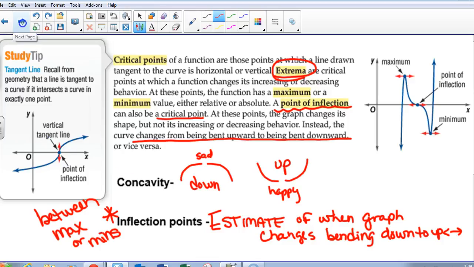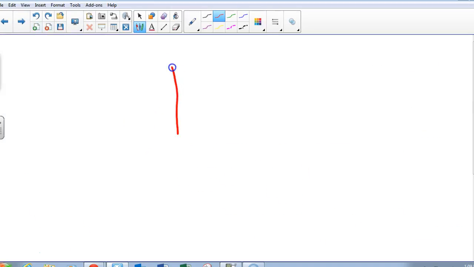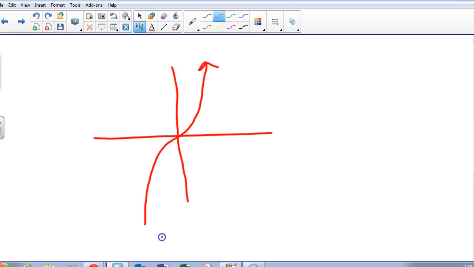All right. I did want to show you a quick graph. If I have a plain old x cubed, okay? I have a plain old x cubed. Does this have a maximum or minimum?